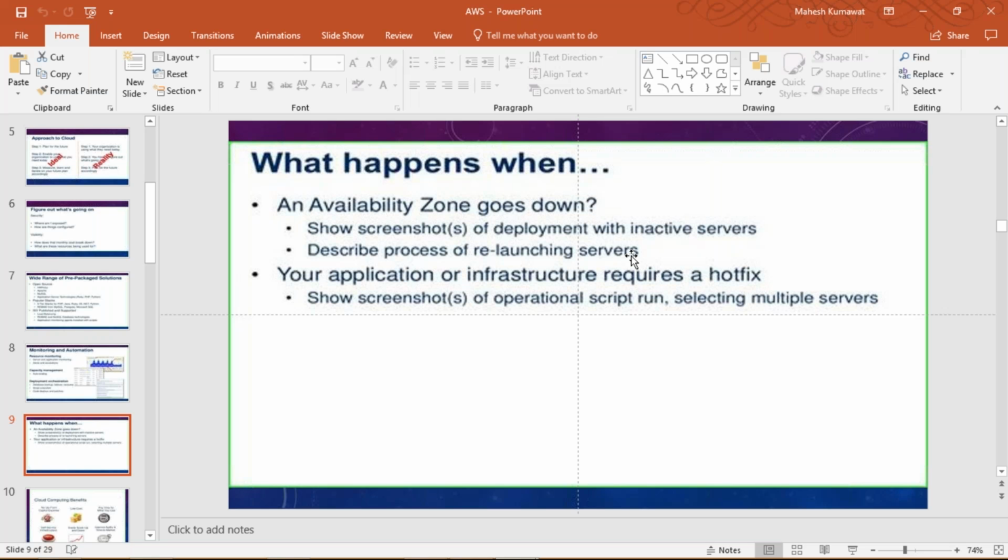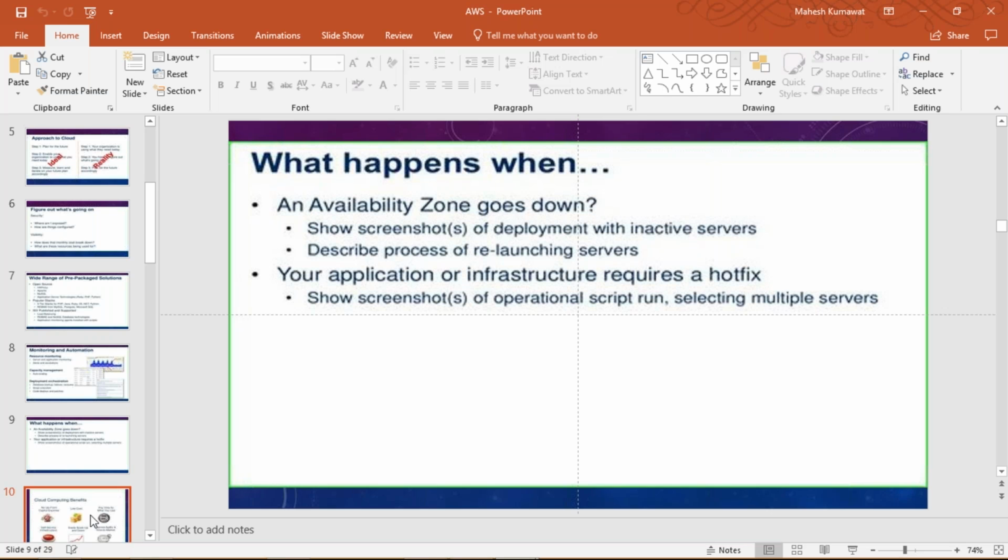The backend process of AWS or Azure depends on what kind of services they can provide and how much support they give you once you are in trouble, right? At the same time, your application or infrastructure may require a hotfix. So what we can do is go for disaster recovery and business continuity. We will talk about that later in the slides to answer this particular question, what you need to do when an availability zone goes down.